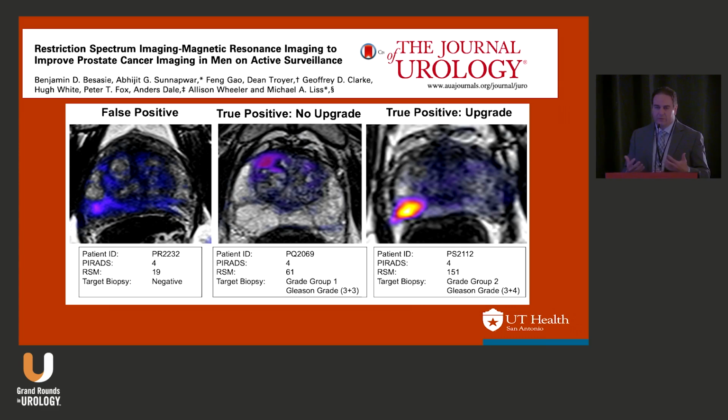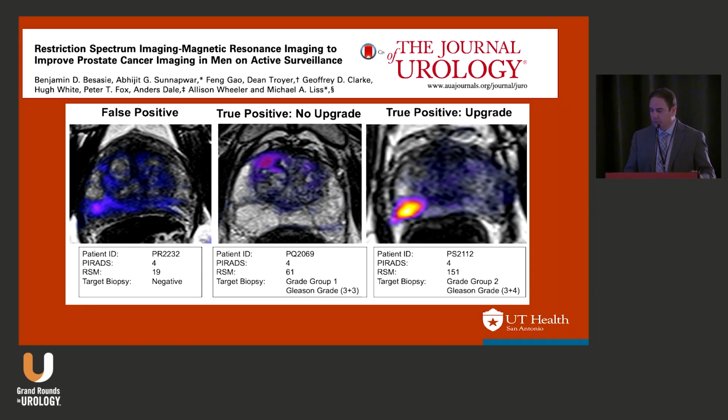And we published this in active surveillance men. These 3 images are all PIRADS 4 lesions. We overlaid the RSI images on them, and we can see the numbers. If you see the RSM, which is the 3rd line down, so you see the PIRADS 4, and this RSM is restricted spectrum map. Those numbers will then correspond to a higher and higher level, giving us that imaging biomarker aspect.